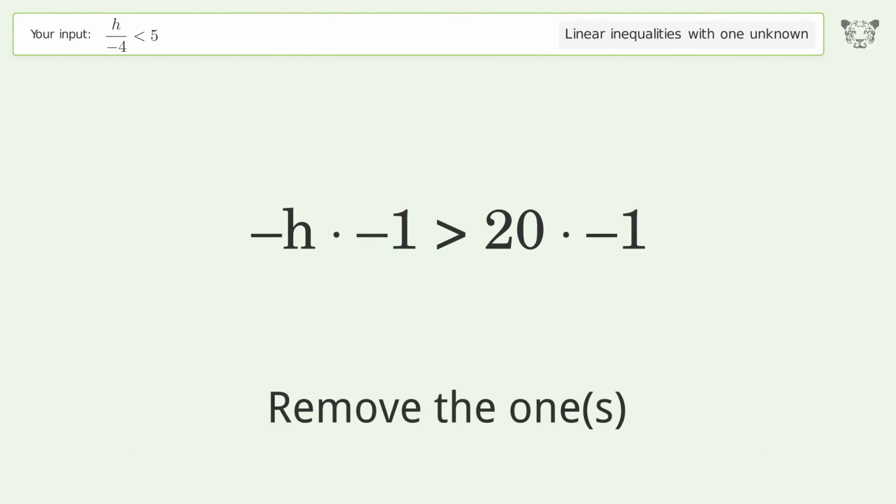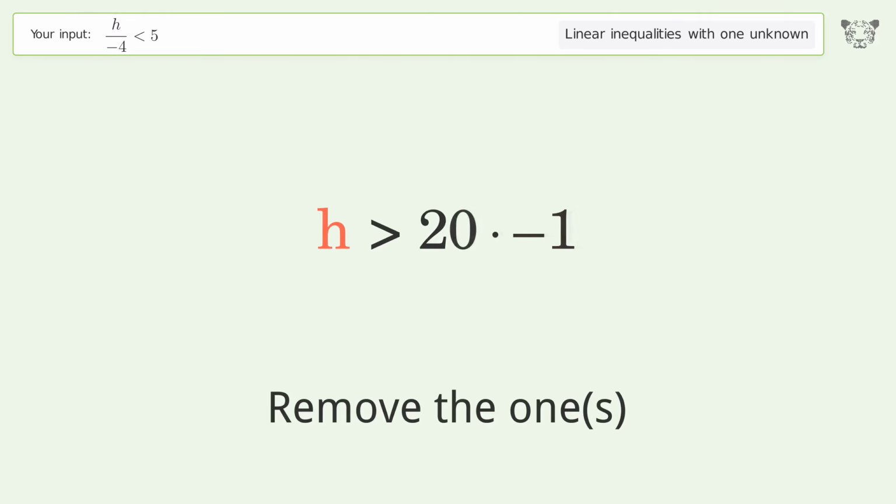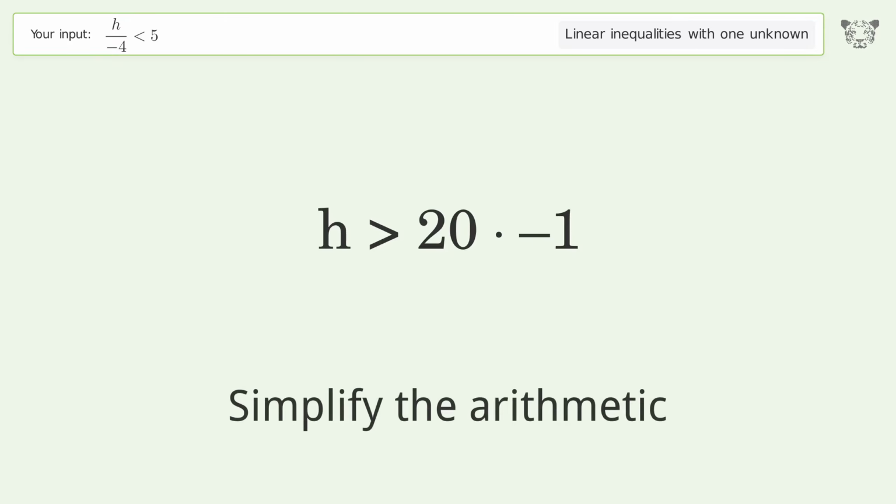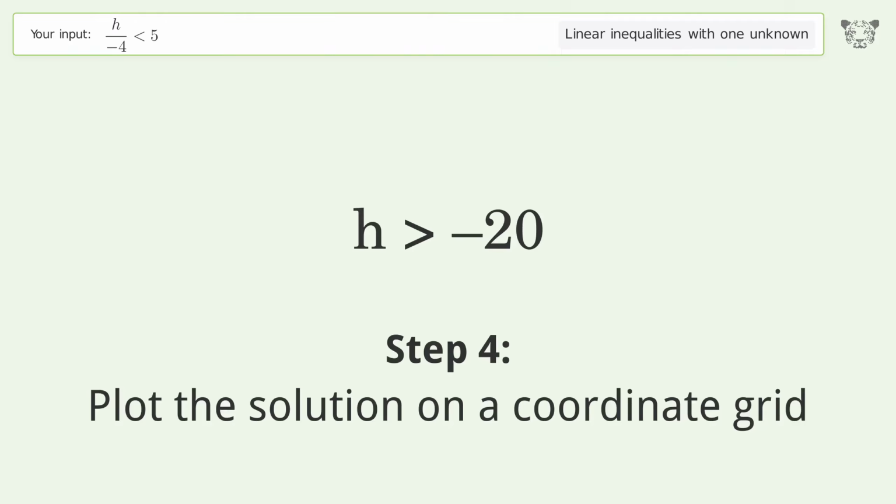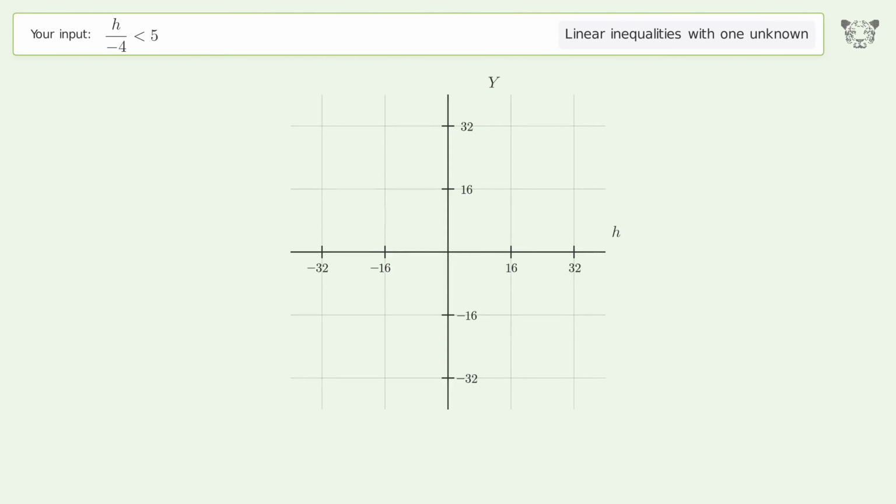Remove the ones. Simplify the arithmetic. Plot the solution on a coordinate grid. And so the final result is h greater than -20.